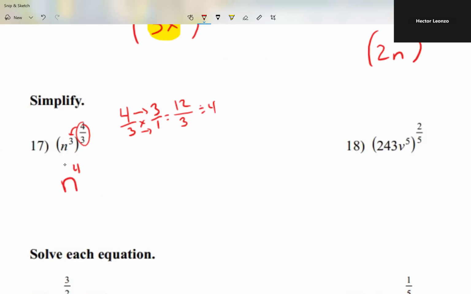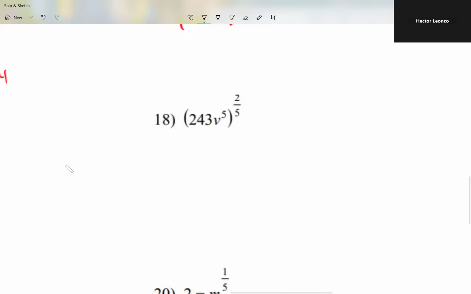Now, how am I going to type this? Don't forget that we go N, we call that caret, 4, N to the 4th. If I have other letters, obviously go in alphabetical order. Now, what if we have a number, a whole number to begin with? Well, let's take a look at number 18. We're going to deal with that.